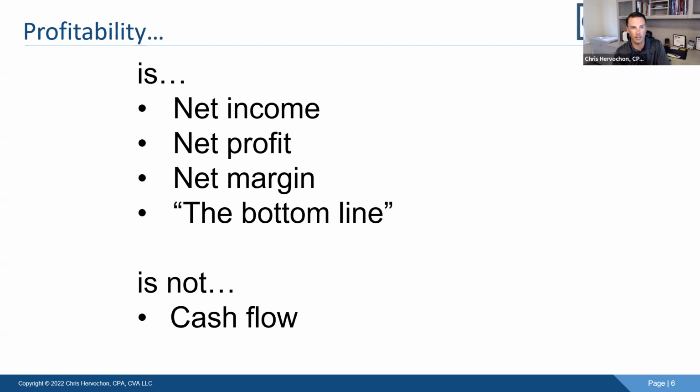What it is not is cash flow. Cash flow and profitability are 2 completely different things, 2 completely different concepts. Cash flow is a cousin and a derivative of profitability, but cash flow is a much different animal. We do have a webinar saved on our website, Cash Flow 101, if you want to dive deeper into what cash flow is and what it is not, but we're not talking about cash flow today. We're simply talking about profitability and basically how to increase that bottom line as it shows on your P&L.